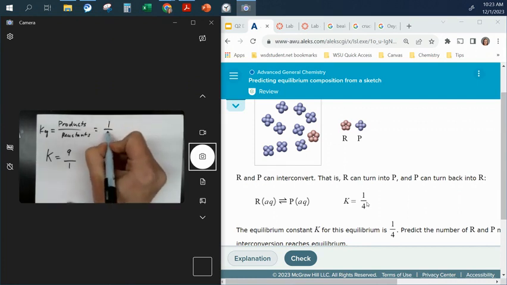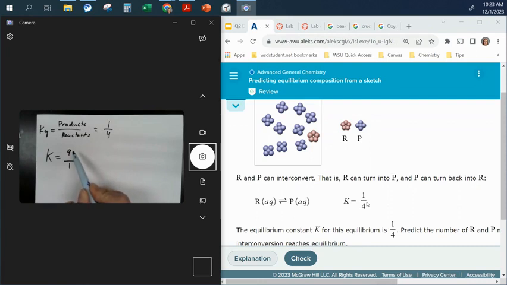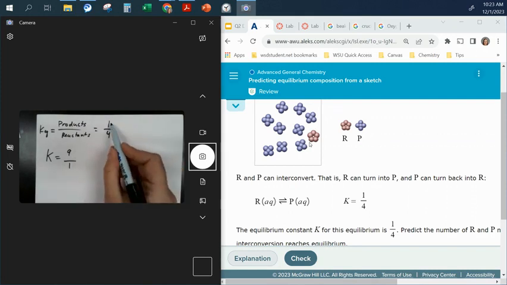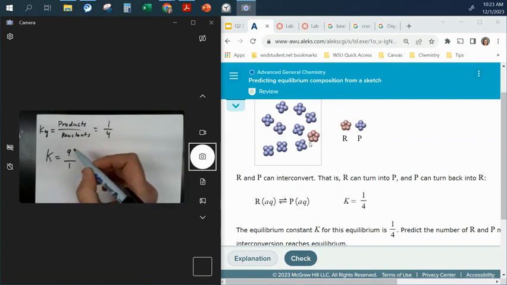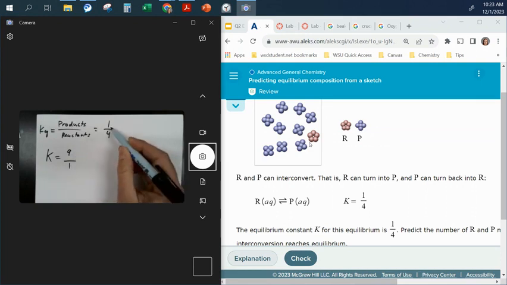So we need to figure out how many products and how many reactants in this picture. How many products have to change to a reactant for it to be at equilibrium to get 1 out of 4? So 8 would be minus. You're saying that 8 needs to come here to go down here. This is kind of tricky because you have to shuffle them. We're trying to get 9 to 1. Some of these 9 have to go down to the bottom so that we can get a 1/4 fraction.